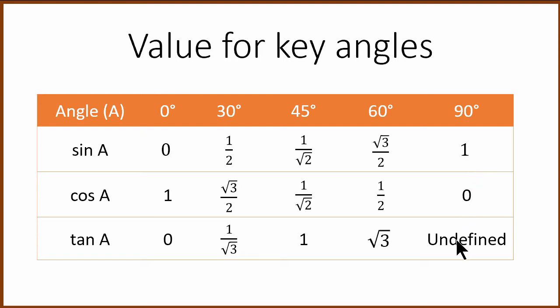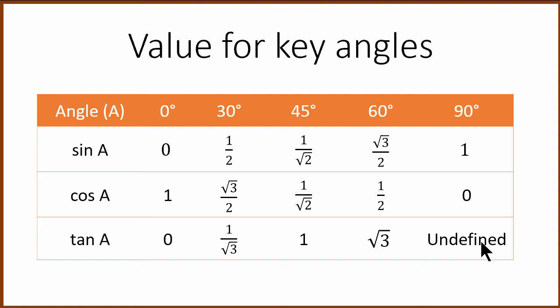Now, because tan is defined as sine by cos, for 90 degree, it becomes 1 divided by 0, and anything divided by 0 is not defined. That is why we write it as undefined. All right, so this is for 0 degree and 90 degree. If you're not clear about 0 degree and 90 degree, there is a separate video in this channel. Take a look at it and you will be able to appreciate why sine 0 is 0 and why sine 90 is 1.